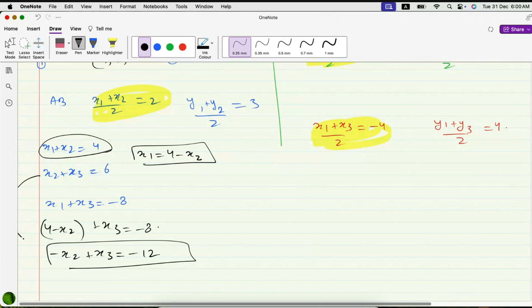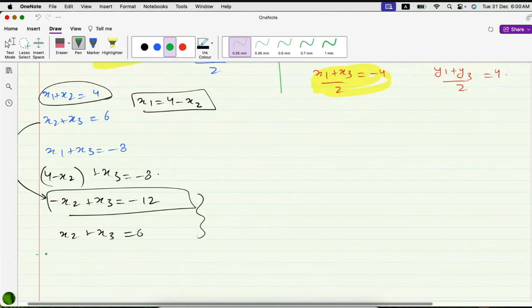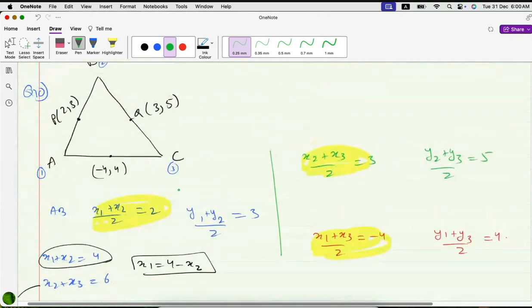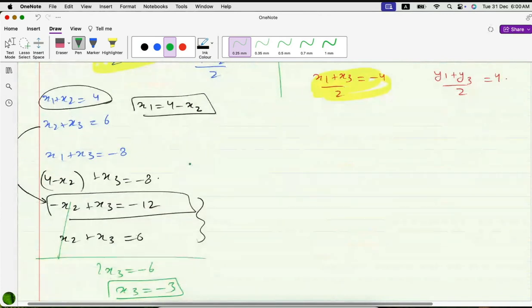And now we can solve these two, x2 and x3. I'm adding these two, x2 plus x3 is equal to 6, solving them simultaneously. When I add them, I get rid of these two. This is 2 x3 is equal to -6. So x3 is equal to -3. Now when we have x3, I can solve for x2 using the second equation. -3 goes on the other side. x2 minus 3 is equal to 6. So x2 is equal to 9.